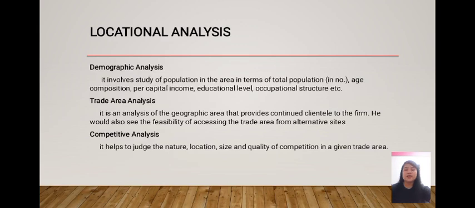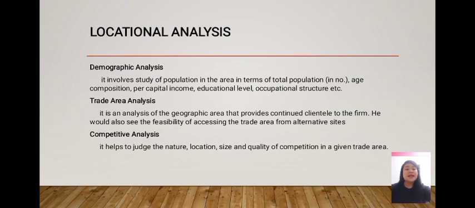The next is locational analysis. Locational analysis is a dynamic process where the entrepreneur analyzes and compares the appropriateness or otherwise of alternative sites with the aim of selecting the best site for a given enterprise. It consists of the following. Next is demographic analysis.